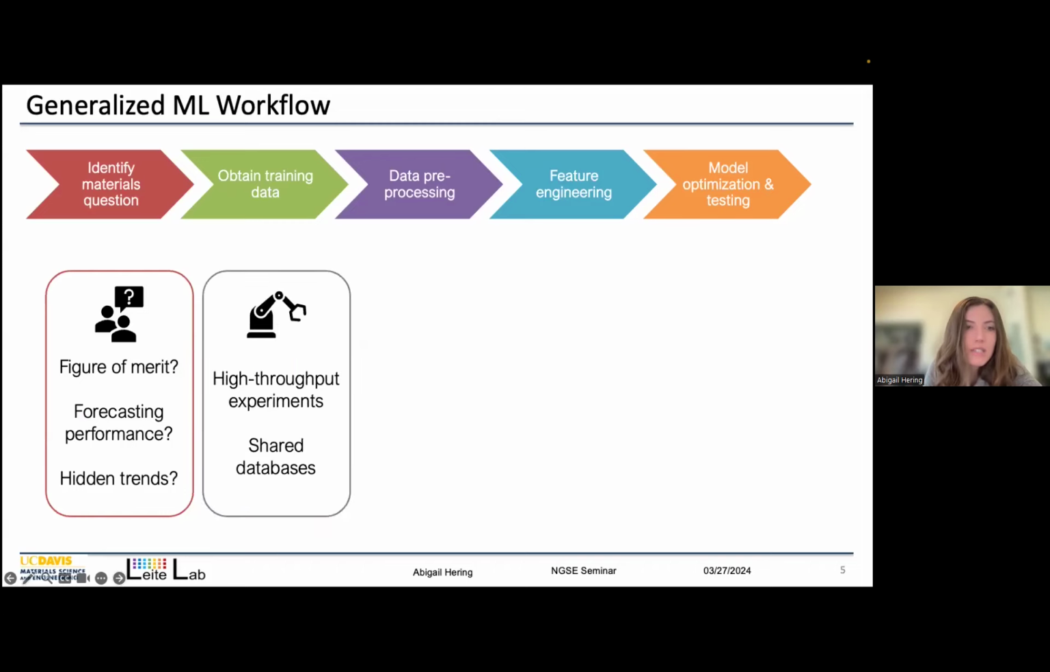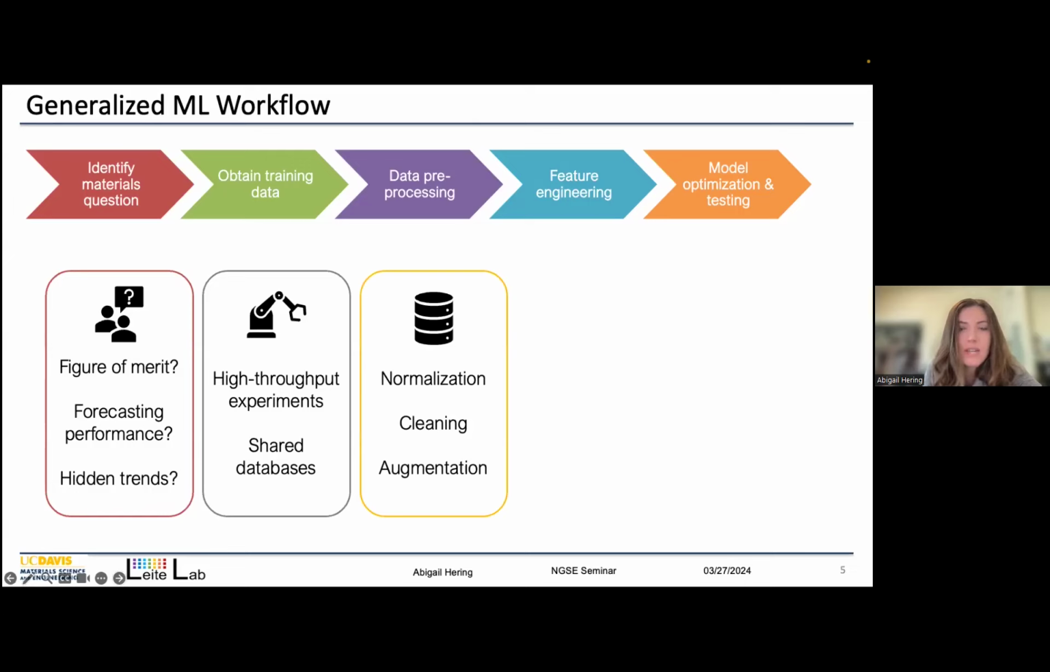Once the question is identified, we must obtain the training data. This step can be very time consuming because machine learning models need a very, very large amount of training data in order to make accurate predictions. At this step, high throughput experiments or shared databases can be very useful.